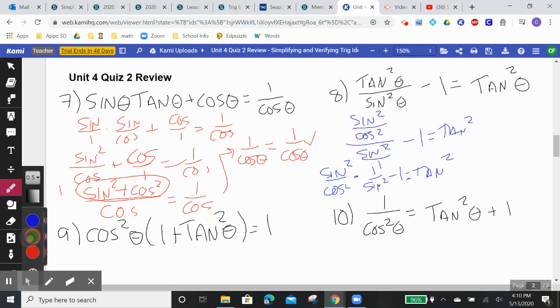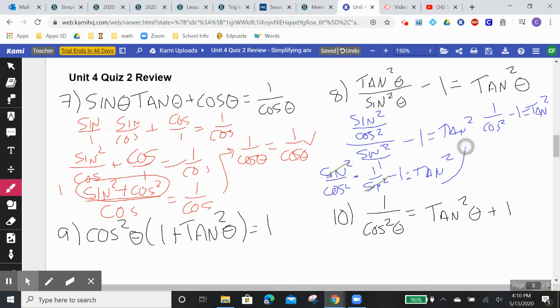Okay, so what do I know here? I know that the sine squareds are going to cancel out. We're going to work up here. So I'm going to get 1 over cosine squared minus 1 equals tan squared. Right, so going from here to here. Well, what is 1 over cosine squared? Well, that's secant squared. And secant squared minus 1 again equals tan squared.